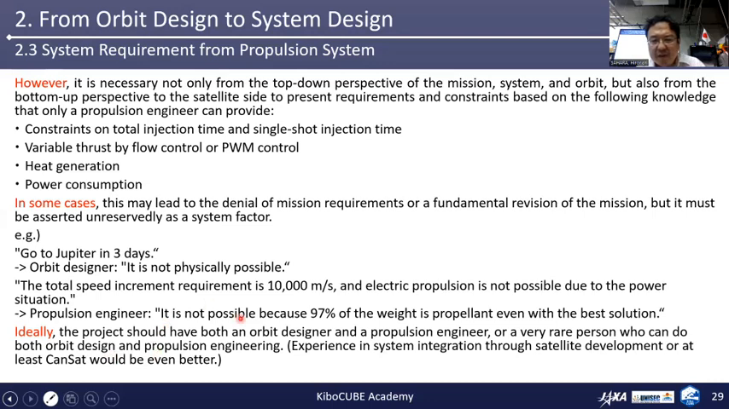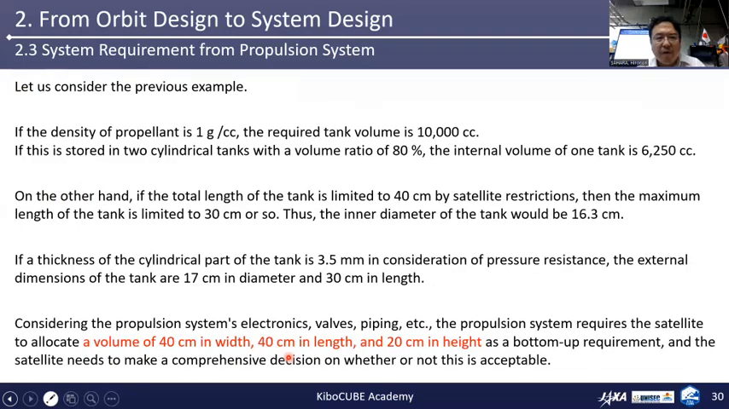Ideally, a project should have both an orbit designer and a propulsion system engineer. Very rarely, there will be someone who has both capabilities and experiences as orbit designer and propulsion engineer, as well as experiences in CANSAT or satellite development, and that person should be valued very highly. For example, although I won't go into details, it would be reassuring to have a propulsion engineer who can quickly make such a rough estimate.